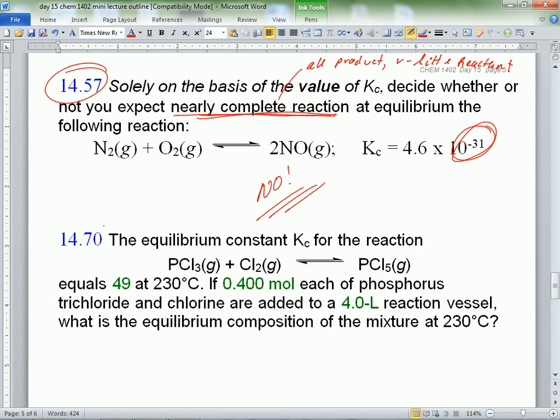Okay. Try 70 and realize that the volume is not 1 liter, right? It's actually 4. So try setting up 70. Thereafter, the equilibrium composition. And they give you the initial amounts, so it's definitely setting up a concentration table. Then do ICE. Bless you. Thank you.